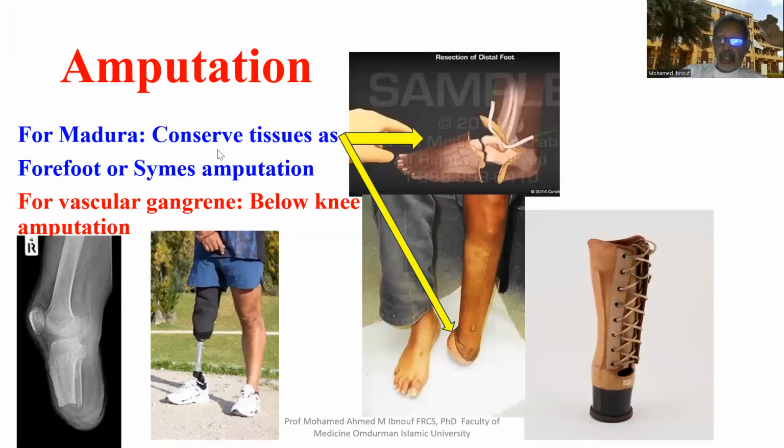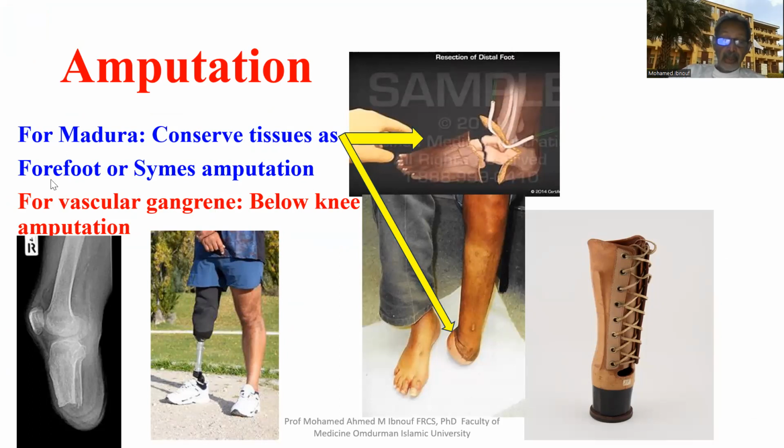For Madura foot, conservative, we should conserve tissues. If there is bone destruction, we should remove any bone which is destroyed, and we can remove the forefoot as in the previous case, and we leave the calcaneum and talus like in Syme's amputation. Later, a special shoe can be worn so that the patient will not limp. This is a stump here.